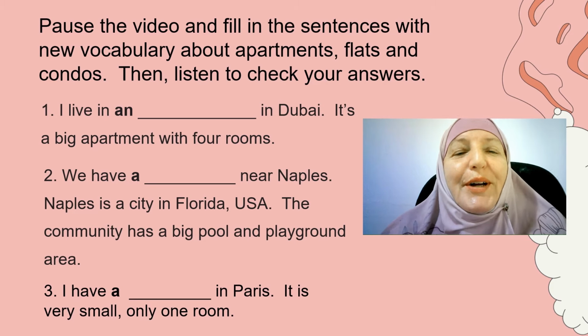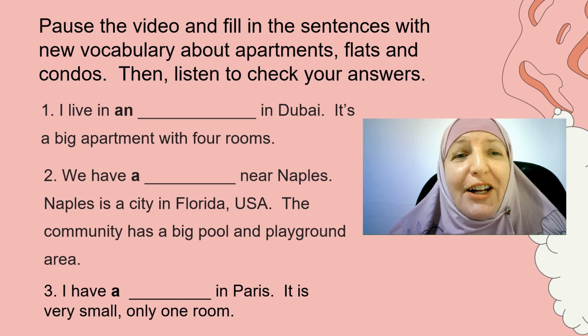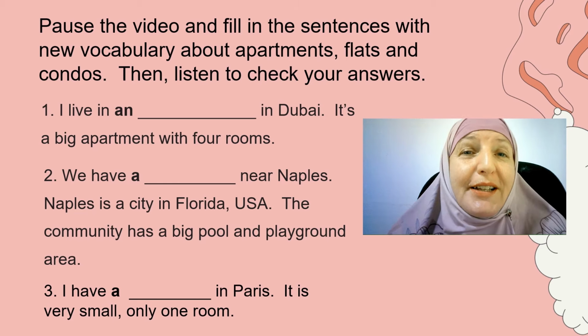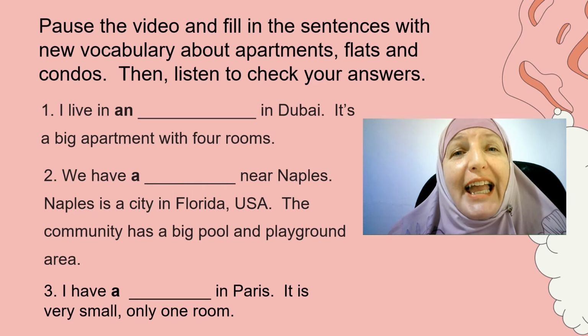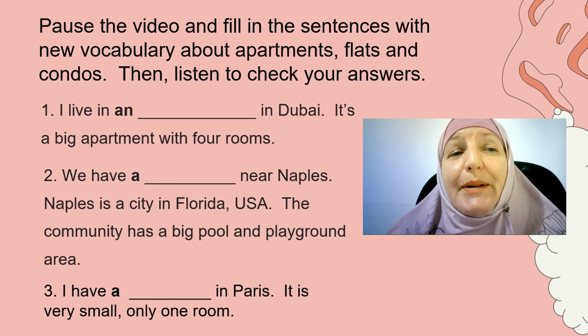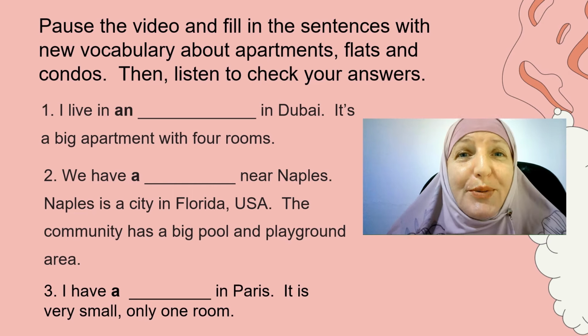Pause the video and try to fill in the blanks with the new vocabulary about apartments, flats, and condominiums. You can write condo for short. Make sure to look for clue words like a or an. Remember, the word an goes in front of a word that starts with a vowel: a, e, i, o, or u.